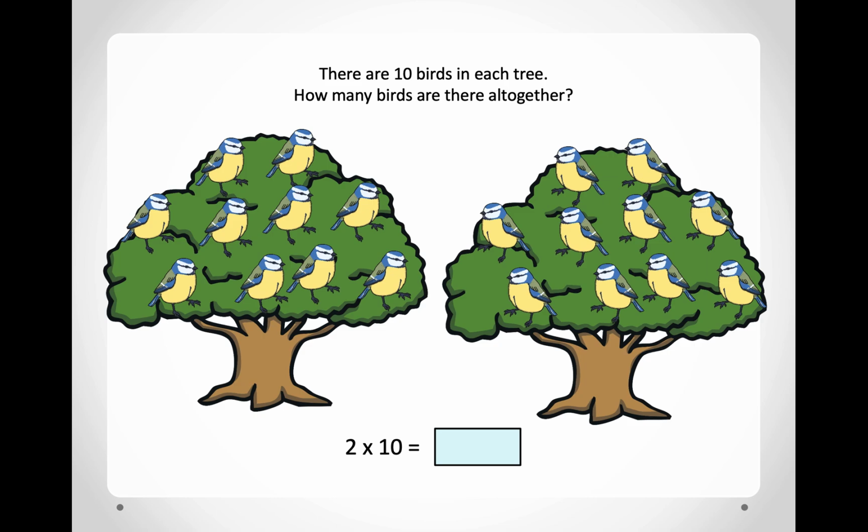In this example, there are 10 birds in each tree. How many birds are there all together? So here we will say 2 times 10. 1, 2, 3, 4, 5, 6, 7, 8, 9, 10. Now this is same like saying 2 plus 2 plus 2 plus 2, but that will take really long. So we will say 2 times 10, which is equal to 20.